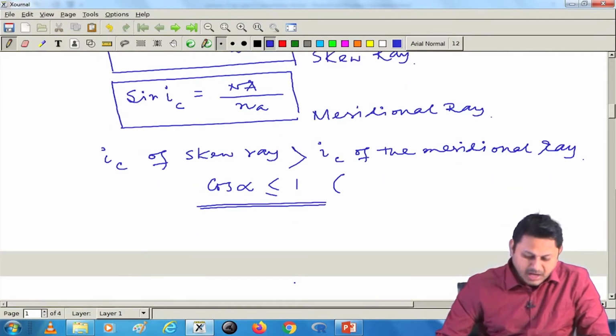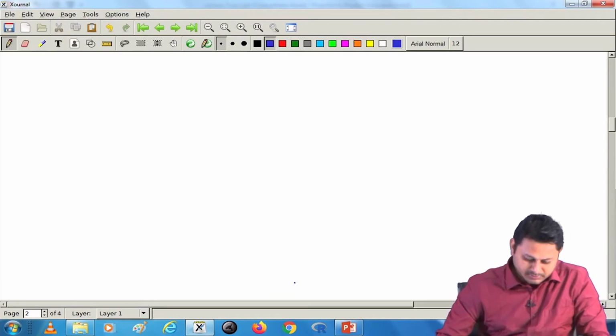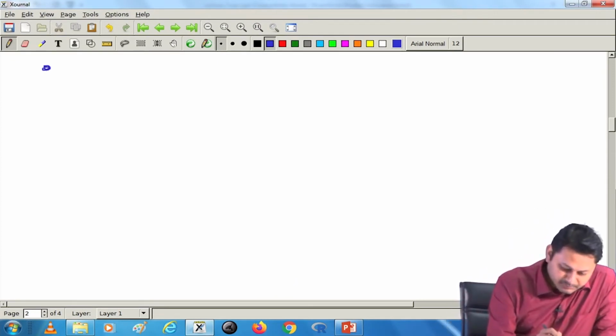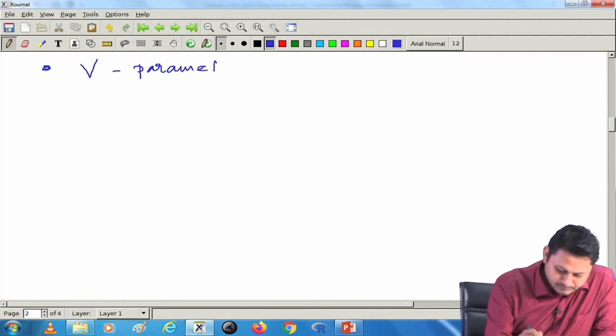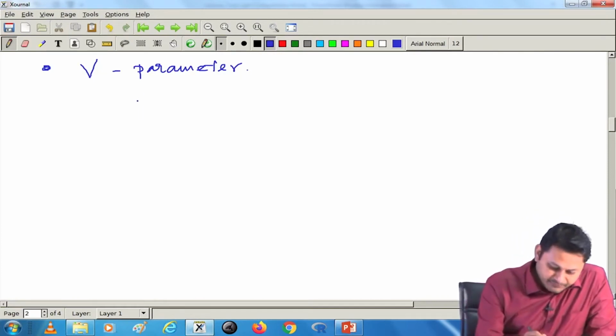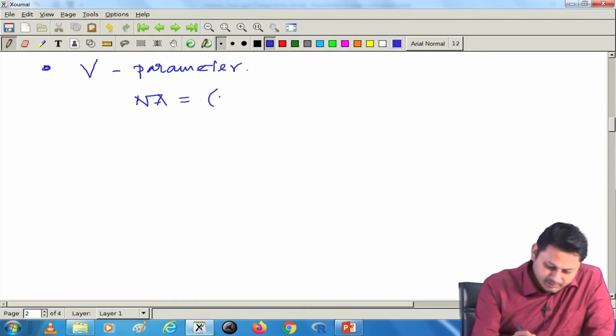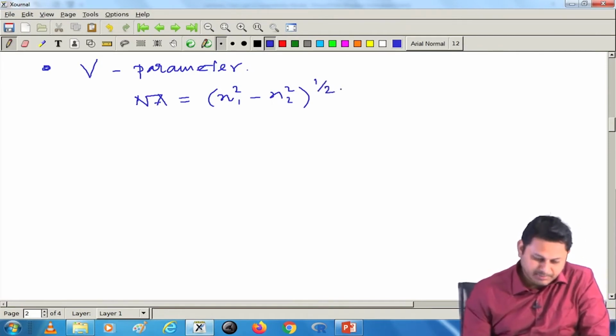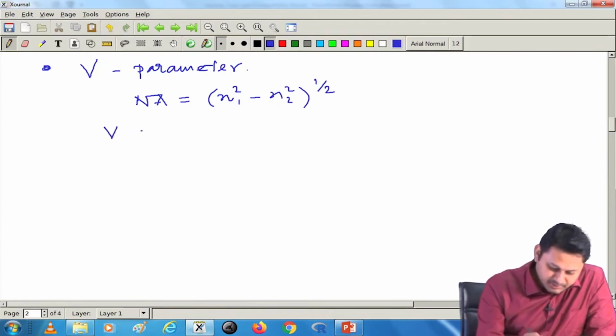Okay, so after that we will now learn another important concept called V parameter. So we already have an expression of numerical aperture, we call NA, as n1 square minus n2 square whole to the power half. This is my numerical aperture. So by definition, V parameter is something like K0 A multiplied by NA.